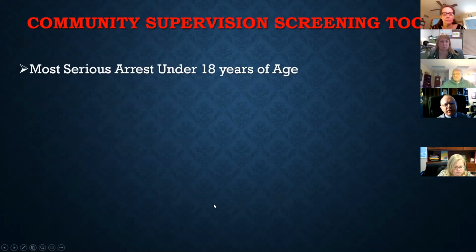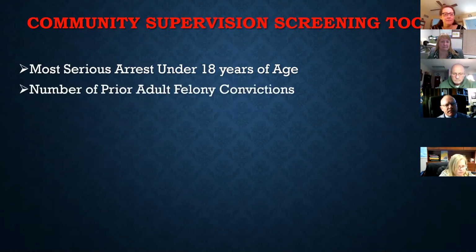So let's look at the community supervision screening tool. We have the pre-screener tool for the ORAS. When an individual is sentenced to probation, they come to our intake office and they are given a community supervision screening tool. And these are the questions that they're given with this tool.